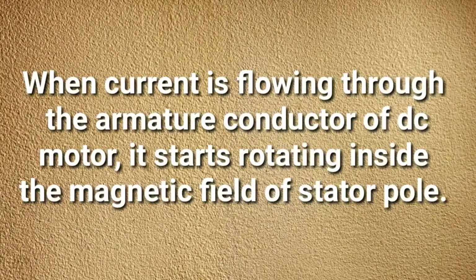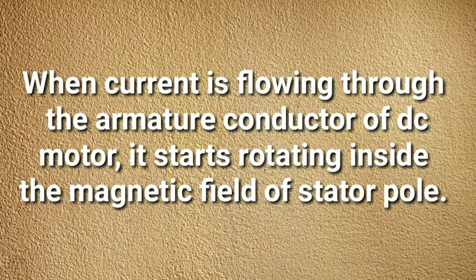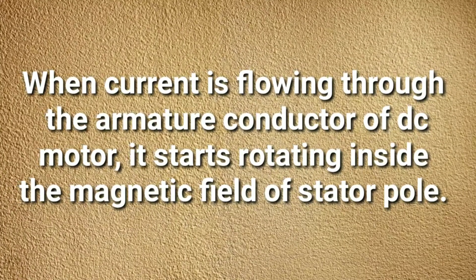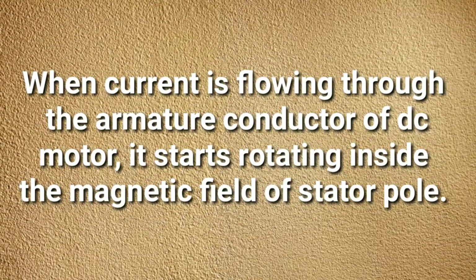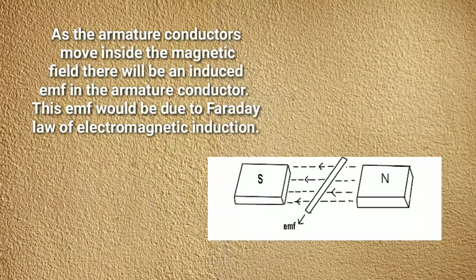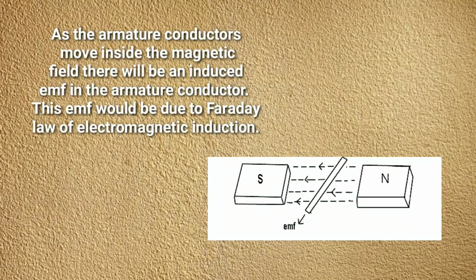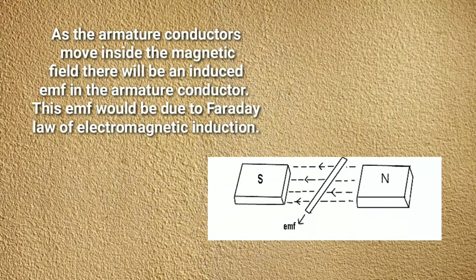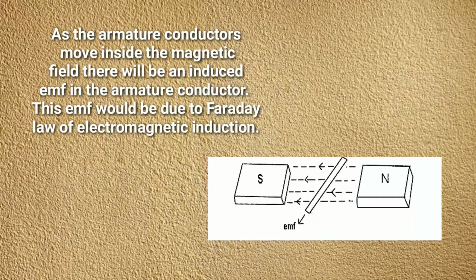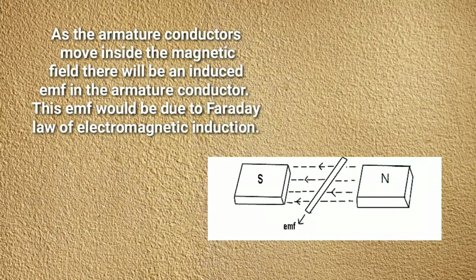In this video I explain about the back EMF in DC motor. When current is flowing through the armature conductor of DC motor, it starts rotating inside the magnetic field of stator pole. As the armature conductors move inside the magnetic field, there will be an induced EMF in the armature conductor. This EMF would be due to Faraday's law of electromagnetic induction.